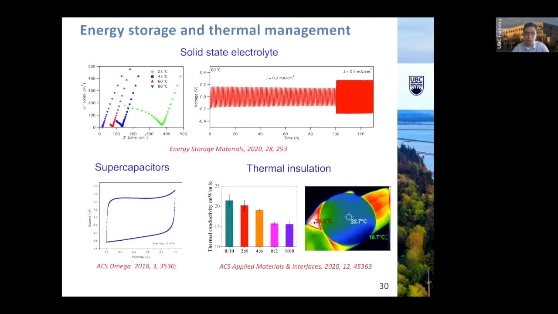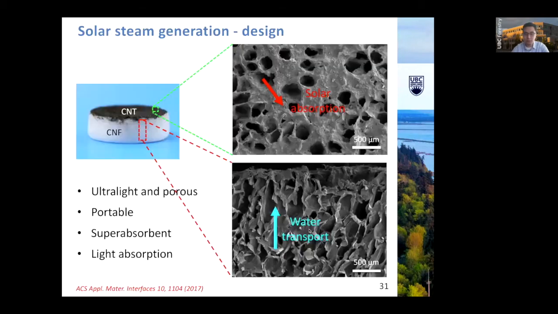And some work on energy management or energy storage. For example, nanocellulose can be used as a solid state electrolyte for the lithium-ion battery. If you carbonize the cellulose aerogel, it can be used as carbon for supercapacitors. And also thermal insulation, which is a typical application for the aerogel.